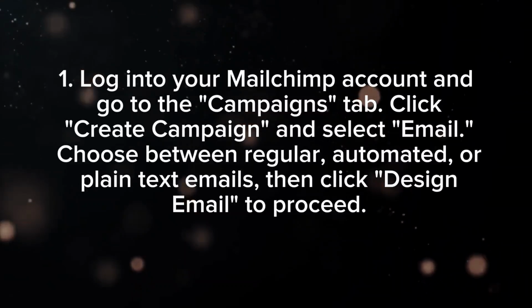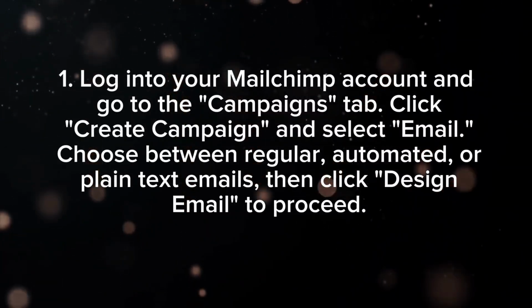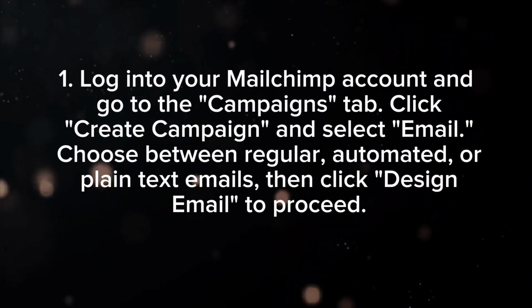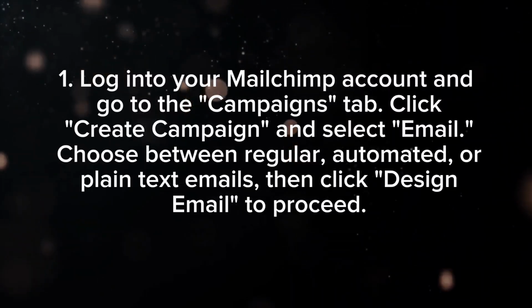1. Log into your Mailchimp account and go to the Campaigns tab. Click Create Campaign and select Email. Choose between regular, automated, or plain text emails. Then click Design Email to proceed.